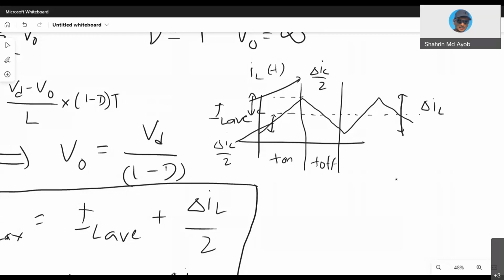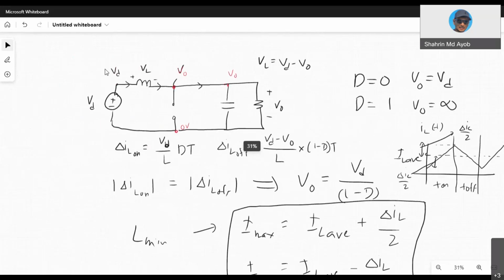For the buck converter, your IL average is equal to I out, right? But right now, can you say that your IL average here is equal to I out? This one here is your IL. You cannot, because you have a diode here, ID. You cannot say IL is equal to ID and equal to I out. Cannot.